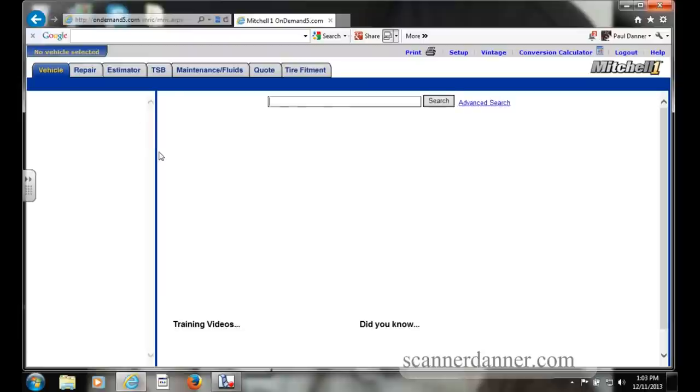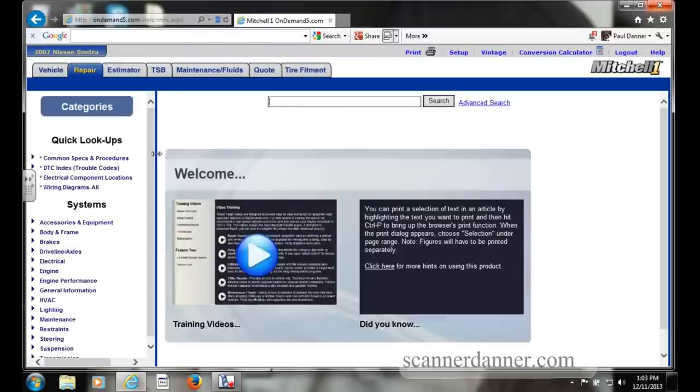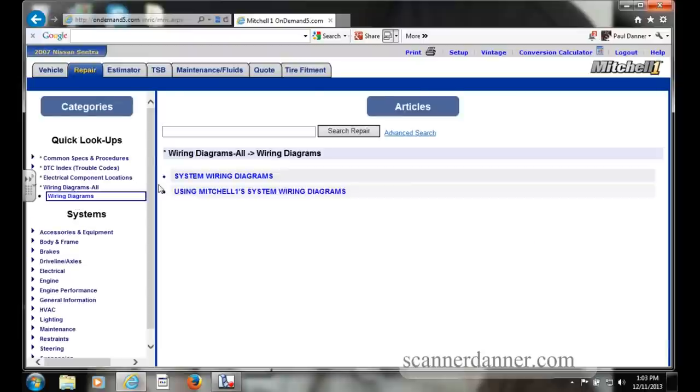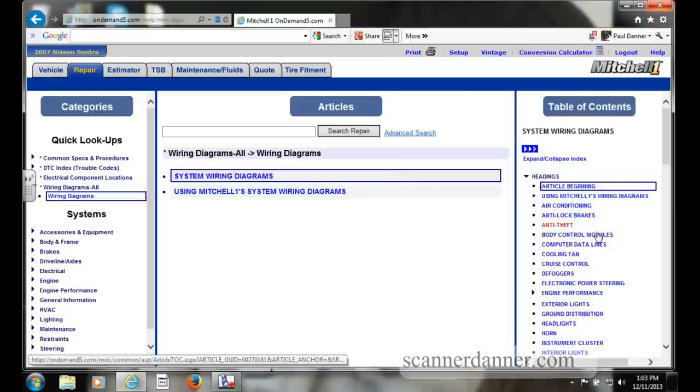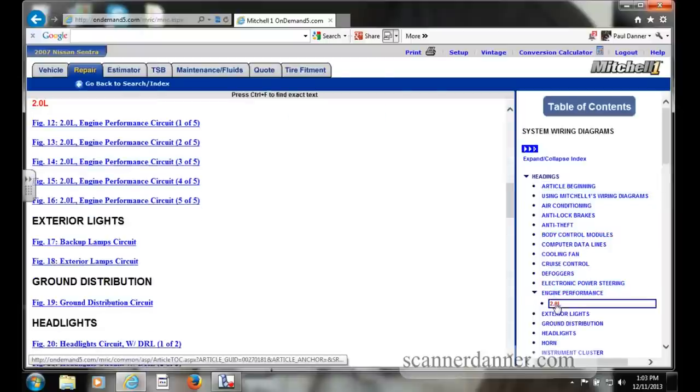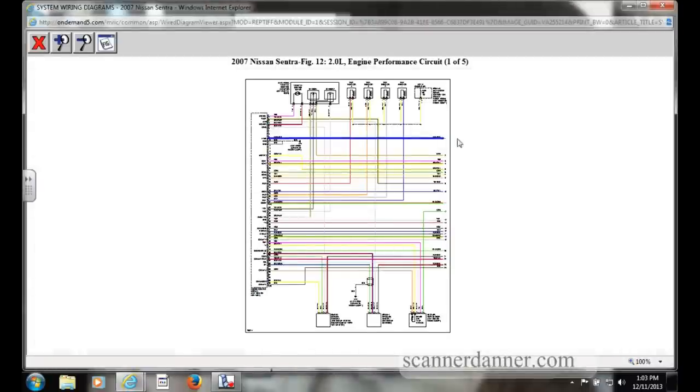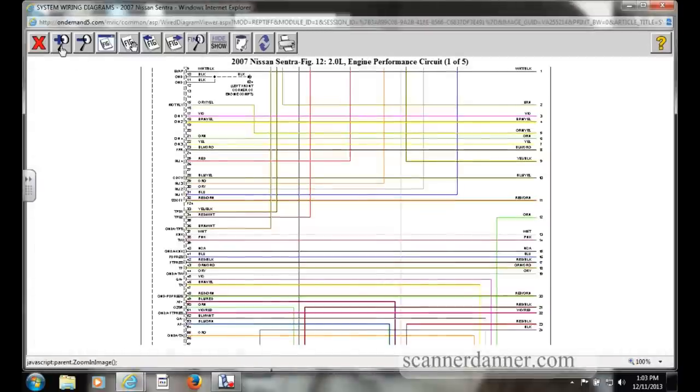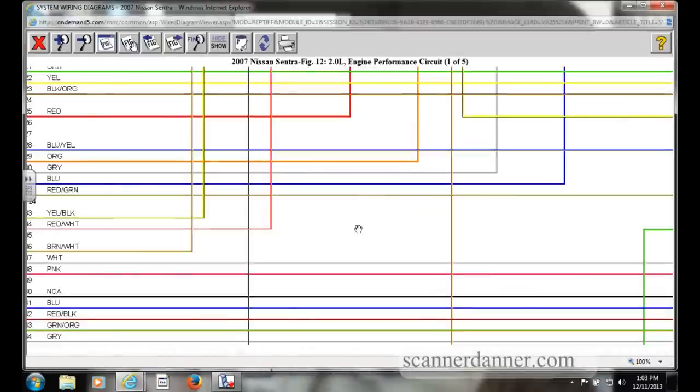Okay, so we want a wiring diagram for this O2 circuit. Where we're going to find that would be wiring diagrams, all system wiring diagrams, and then it's going to be engine performance. There's only one engine listed for this car. It's 5 pages. I'm not going to print it for what we're doing right now. I just want to see the O2 circuits.